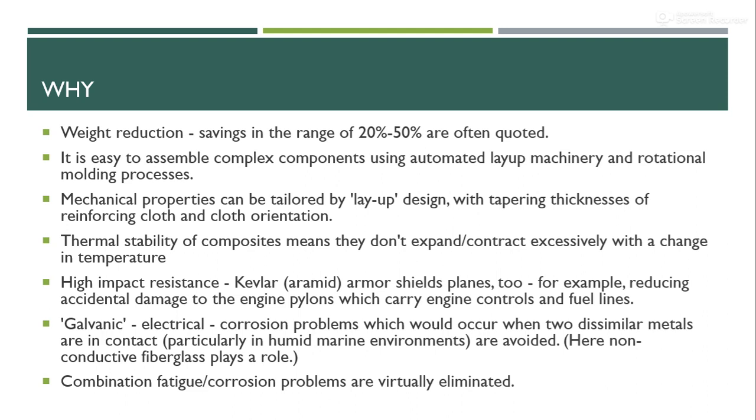And why do we need these composite materials? First, for weight reduction, and also for ease of assembling complex parts using automated layup machinery. The third one is that mechanical properties can be tailored depending upon the requirements. You can modify the mechanical properties of the material by varying the fiber percentage, or the orientation of the fiber, or changing the matrix, or by adding some other particles to it. So we can tailor the mechanical properties as per our requirement.